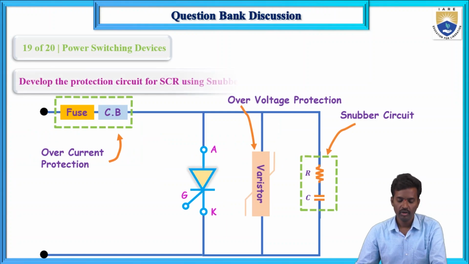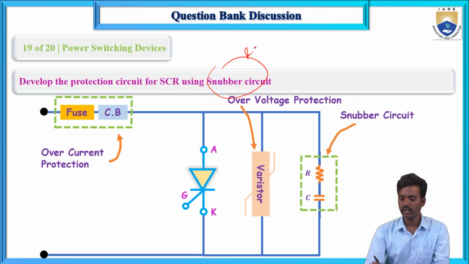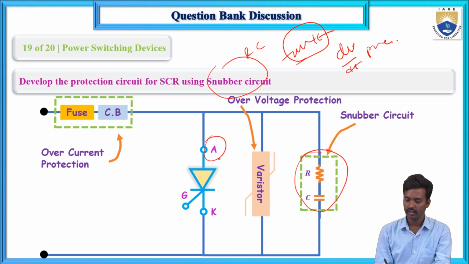Now here, develop a protection circuit for the snubber circuit, meaning resistor and capacitor. Resistor and capacitor are connected in series, and that is the snubber circuit. This is a snubber circuit to protect from dV by dt. It is connected across the anode and cathode of the SCR.